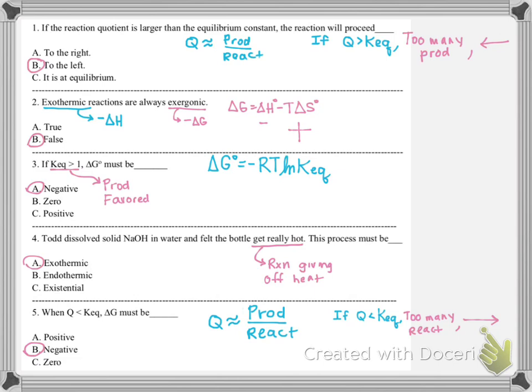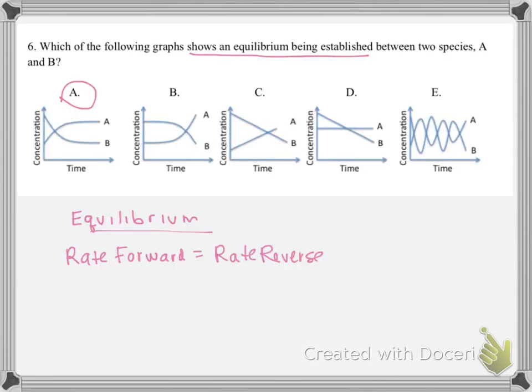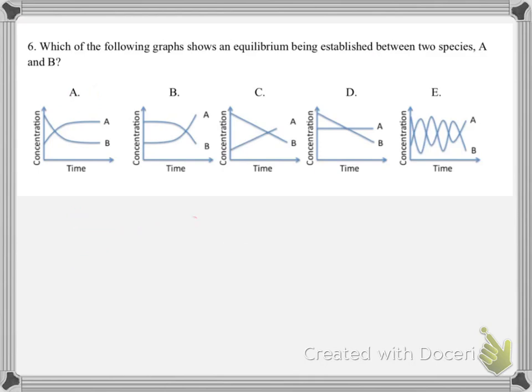Now we'll have 20 kind of longer problems to go through. Sorry about the erasing. For number 6, they're asking us which graph corresponds to a reaction reaching equilibrium. Equilibrium, we know, is when the rate forward is equal to the reverse rate.